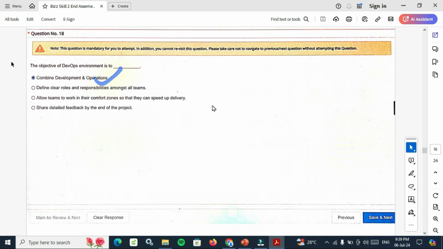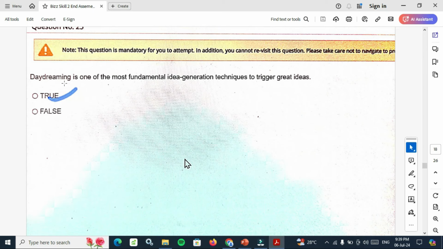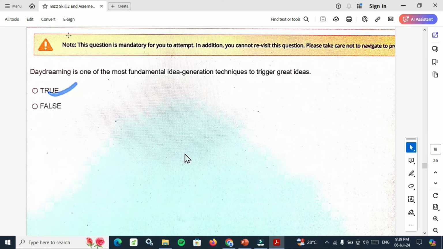Now the next question is, the objective of a DevOps environment is, DevOps is, as you know, a combination of development and operations. That is the right answer. Now the next question is, daydreaming is one of the most fundamental idea generation techniques to trigger great ideas. So it is true. Daydreaming is the most fundamental idea generation technique in order to trigger great ideas.